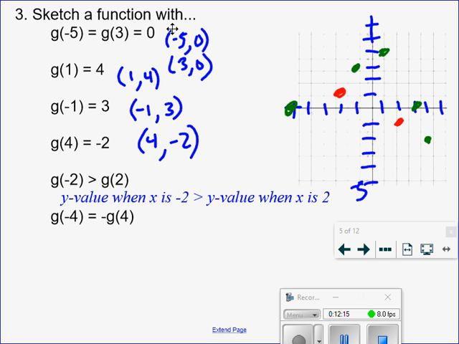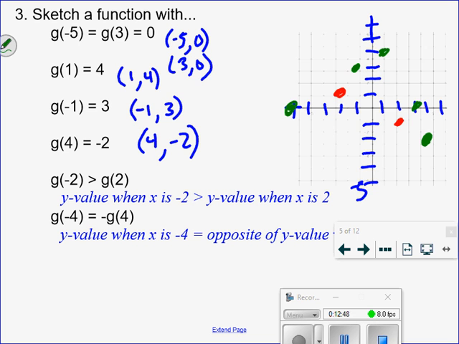And then the last part says that the y-coordinate when x is negative 4 is the negative of, or the opposite of, the y-coordinate when x is 4. So that is really saying that the two y-coordinates are opposites of each other. At negative 4 and at 4, I do know actually the value at 4. So let me start with that. At 4, the y-coordinate is negative 2. That's right here. G of 4 is negative 2.